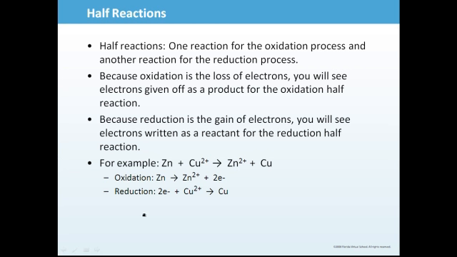Okay, if we combined these two reactions together, we would have zinc plus the Cu ion, the copper ion, and we'd have 2 electrons, yields the zinc ion plus copper plus 2 electrons. So because we have 2 electrons on both sides of the equation, they cancel out, leaving us with the original equation. And that's actually one of the rules that we'll get into here in a moment when we start doing these.